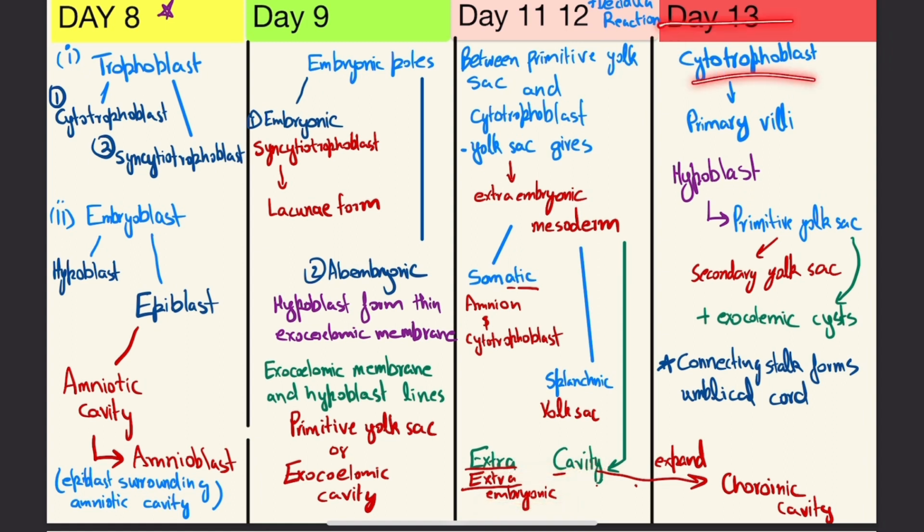At day 13, cytotrophoblast develops into primary villi. Hypoblast cells enter the primitive yolk sac and give the secondary yolk sac with the exocoelomic cyst. The connecting stalk forms the umbilical cord, and the extraembryonic cavity expands and forms the chorionic cavity.